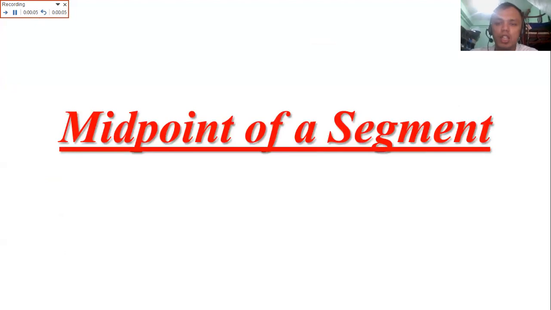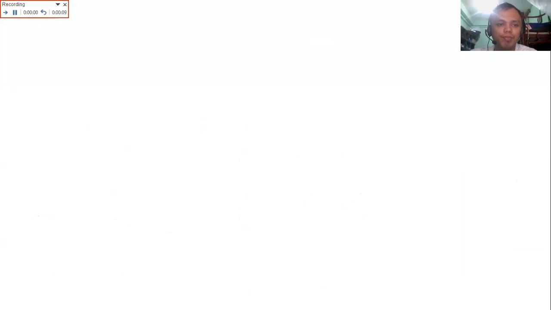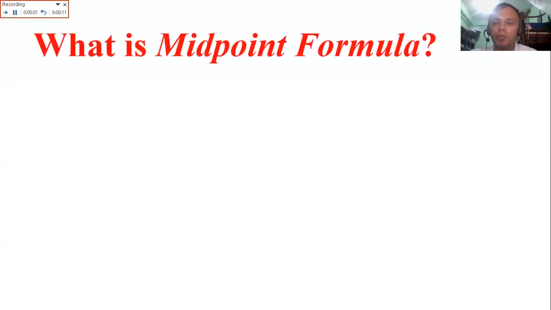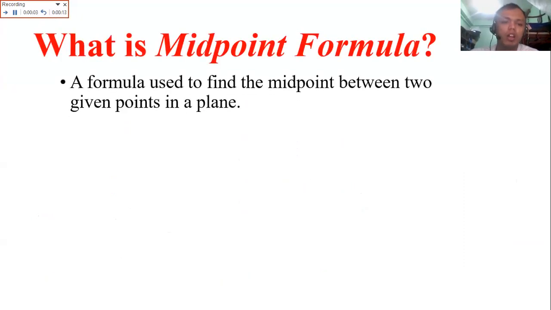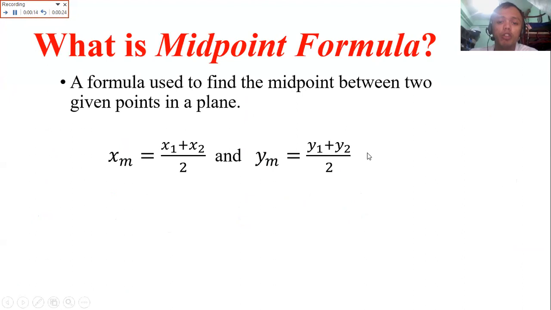Now we are going to discuss the midpoint of a segment. What is the midpoint formula or midpoint of a segment? A formula used to find the midpoint between two given points in a plane. So the midpoint is the middle point of a line. We will find that on the Cartesian coordinate plane. This is our midpoint formula: x sub m is equal to x sub 1 plus x sub 2 over 2, and y sub m is equal to y sub 1 plus y sub 2 over 2.